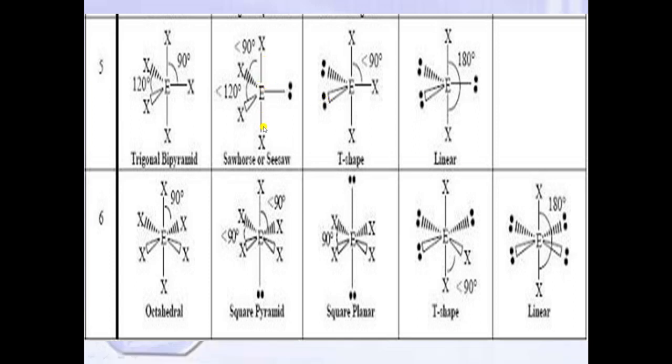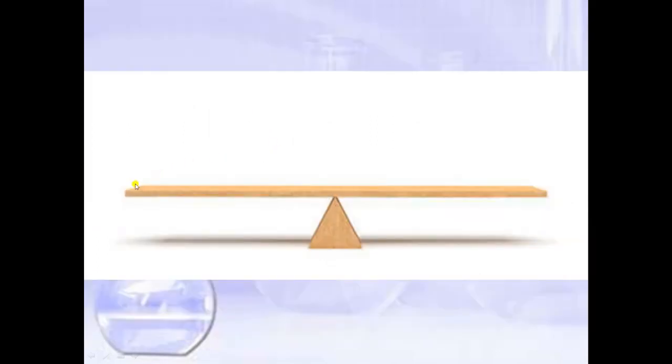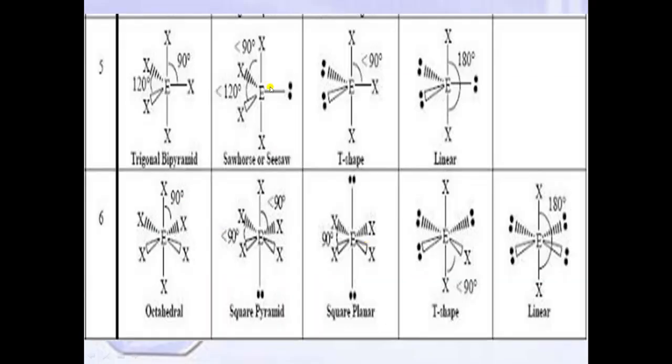It looks like a seesaw. There is a straight line here and two bonds are present here. In the seesaw picture also there is a straight line and these are the two bonds. So the name of the structure is seesaw, or you can say sawhorse. So this is the shape.